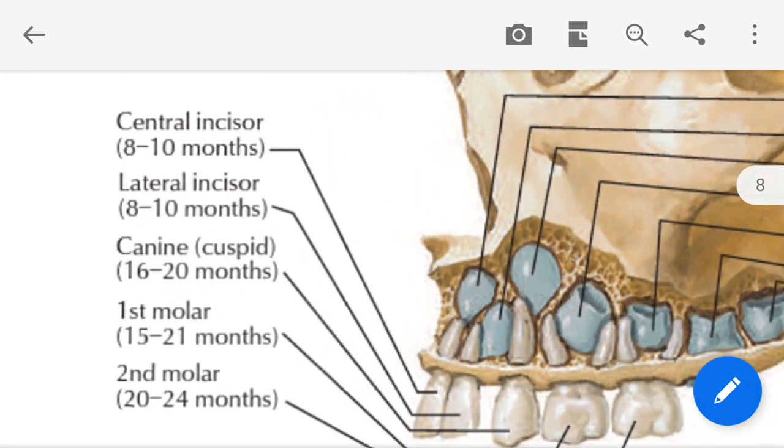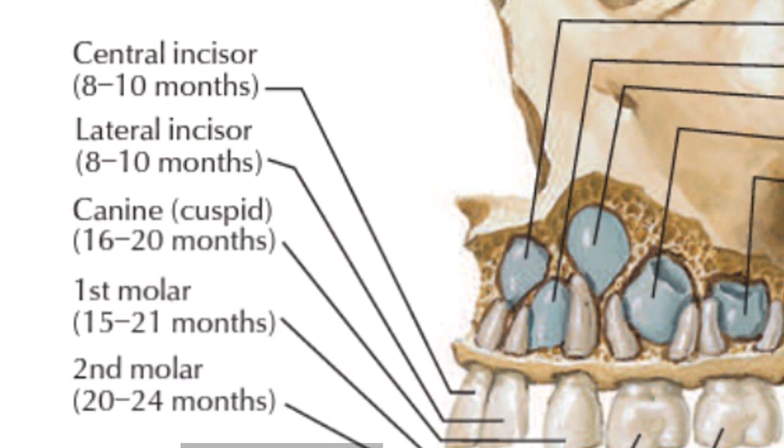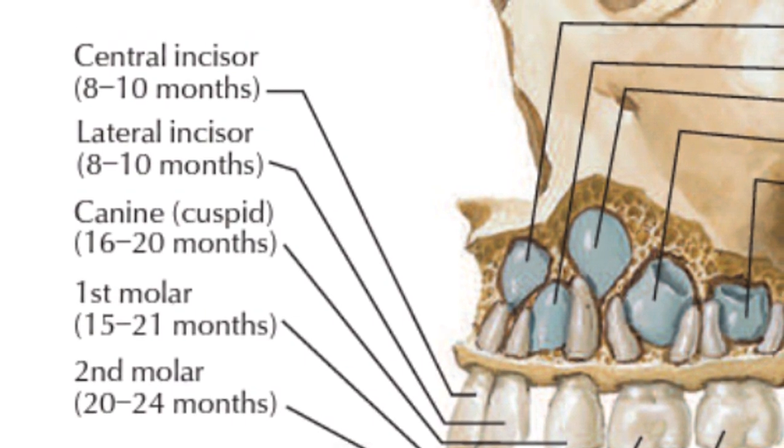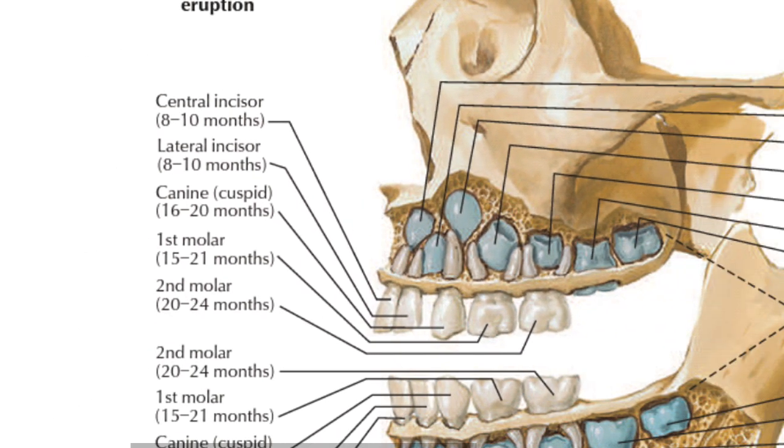And in the bracket, for example, the first name is the central incisor, and you follow the arrow as well. In the bracket they are writing 8 to 10 months. That means the central incisor erupts at the age of 8 to 10 months. Then we have the lateral incisor, which erupts at the age of 8 to 10 months. So that is the meaning of this.